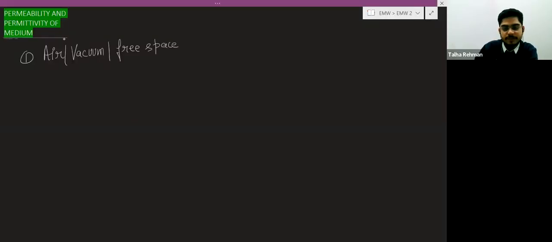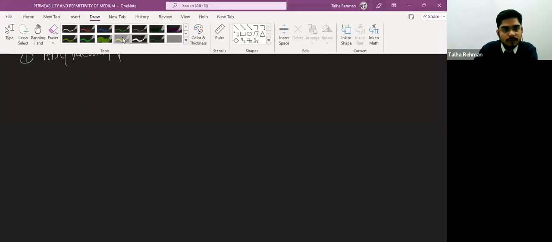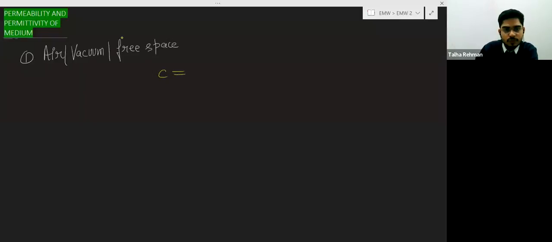So there is a relation, and I am telling you. Basically C is equal to 1 upon square root of permeability in free space multiplied by permittivity in free space. What is C? C is the speed of light in free space, air or vacuum.